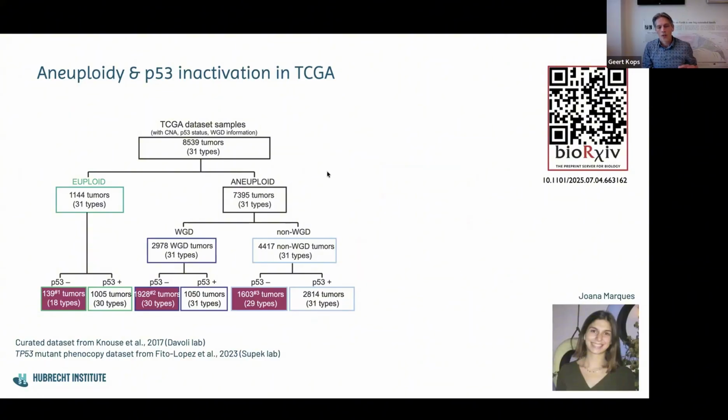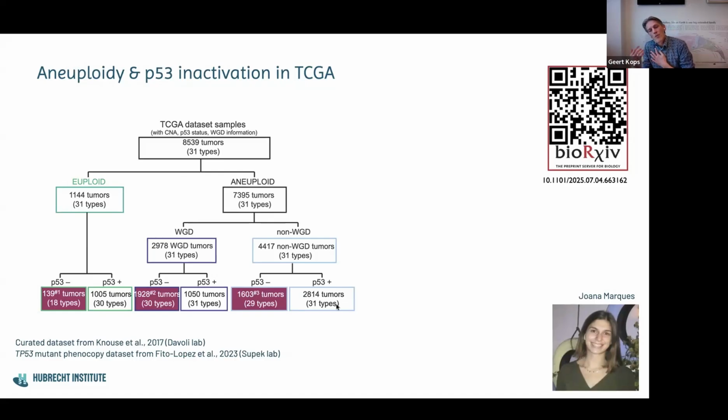And what she did is she took from a data set published by Teresa of TCGA data, tumor sets that were screened and filtered for copy number alterations and p53 status, etc., whole genome duplication information. And then she basically made all kinds of subcategories where we could classify the tumors as euploid or aneuploid, and then whole genome duplicated or not, and then the p53 status.